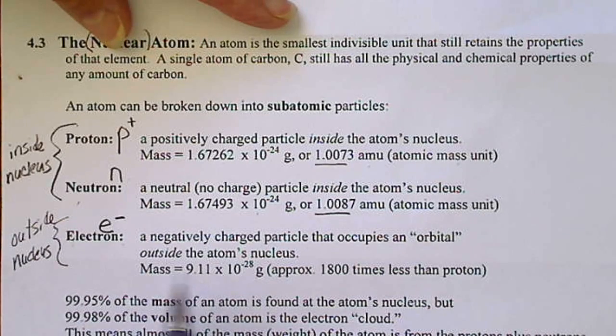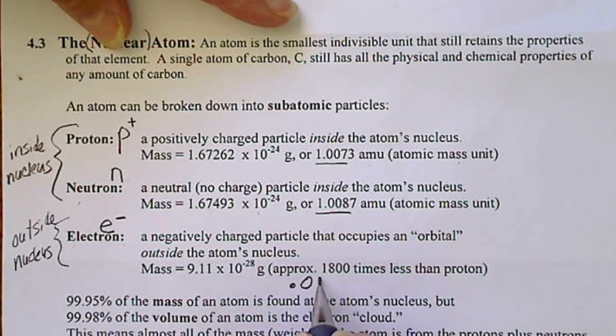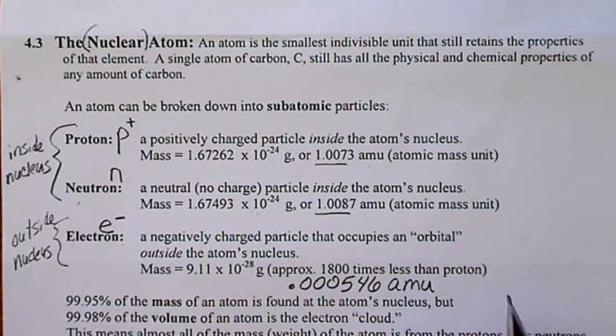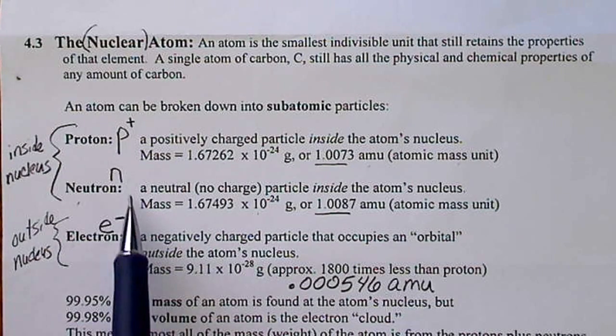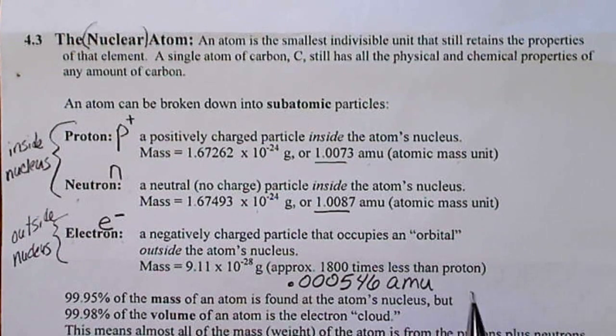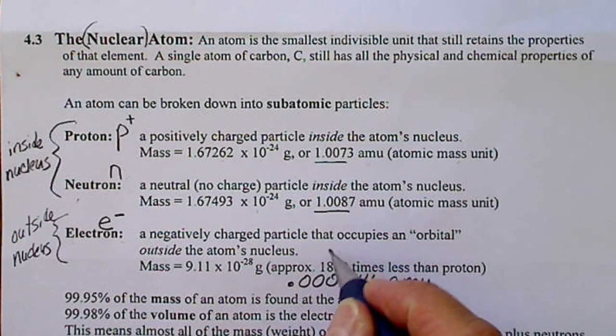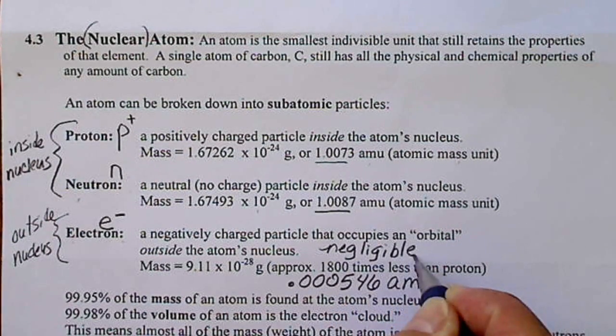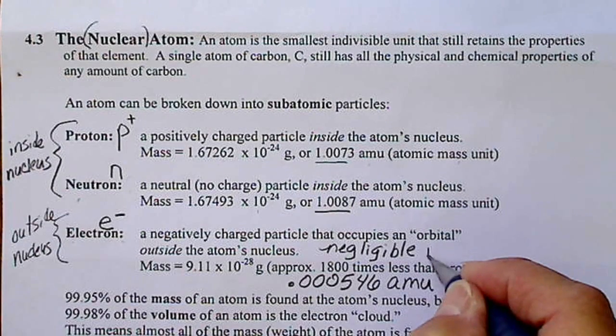And again, an electron is outside the nucleus, and an electron weighs 0.0005446, I think, maybe that's an 8, atomic mass units. So relative to a proton or a neutron, an electron doesn't really weigh anything. So a lot of times we'll say that the electron has negligible mass. In other words, it really doesn't change the mass of an atom.